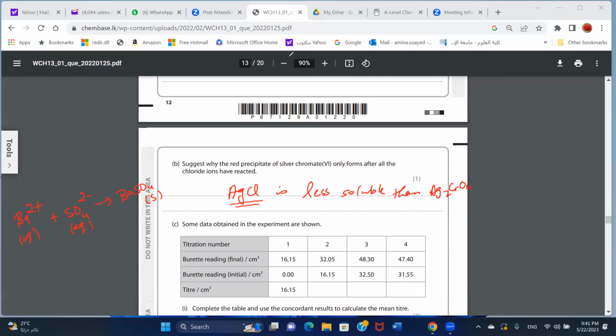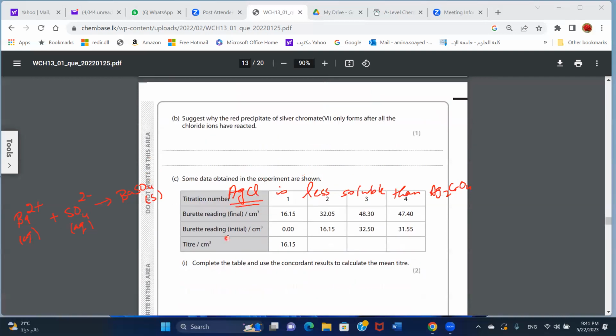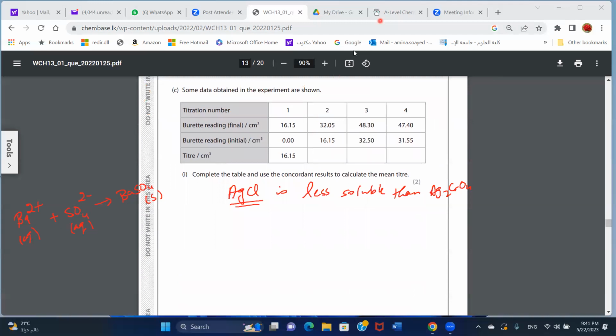Okay, Abdurrahman, some data obtained in the experiment are shown. Complete the table and use the concordant results to calculate the mean titer. So the second titer would be 32.05 minus 16.15, which is 15.9. And the third one is 15.8. And number 4 is 15.85.